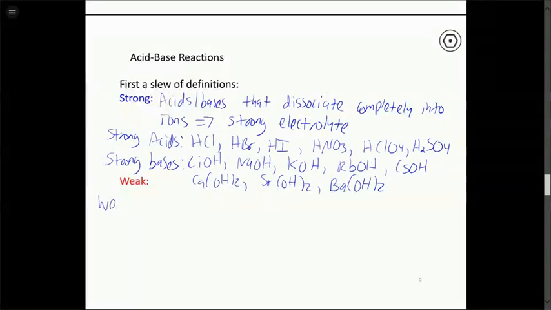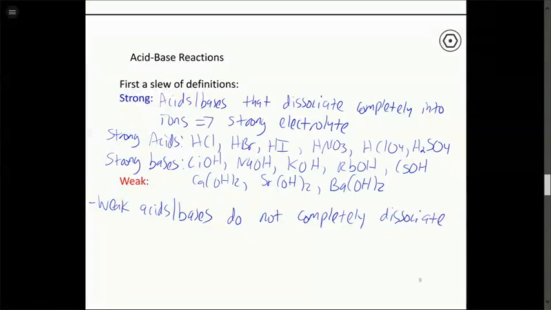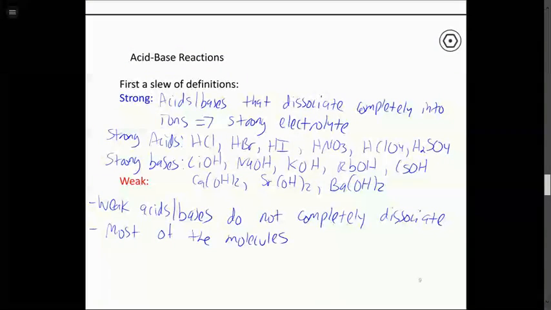And so these are the ones that don't completely dissociate. So they release some ions into solution, but they don't completely dissociate. Remember, dissociate means to break up into ions. So basically what this means is that when we dissolve these compounds in water, most of the molecules remain intact. In most cases, you're not breaking them up into cations or anions. You have intact neutral molecules as the major species.